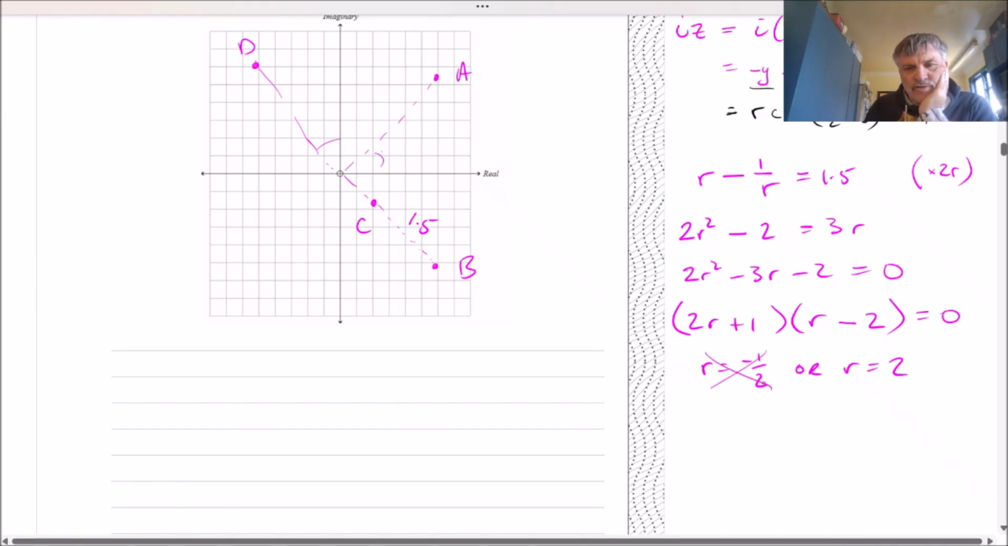And negative a half is no good to us because moduli are always bigger than or equal to 0. And in fact, in this question, we're told the modulus is bigger than 1. So we have to have this value here. The other thing we're told in our question is that this angle here is pi over 3, 60 degrees.